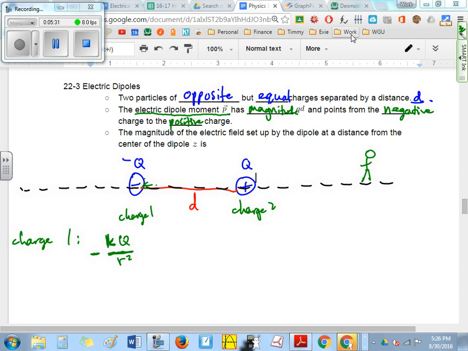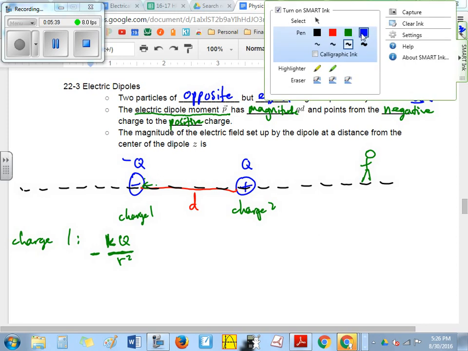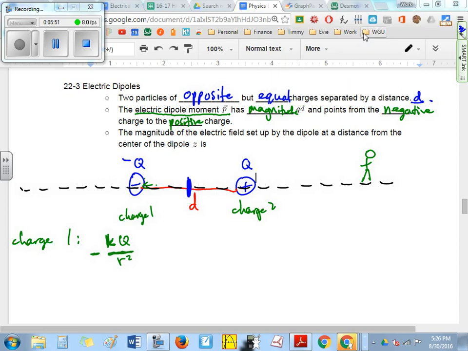Okay, and then the r is tricky. The r is tricky because r is the measure from where we're standing to the charge. So how are we going to figure that out? Well, we need to pick a distance that is meaningful. So I'm going to start at the center, and we're going to measure everything from the center. So going this way, we'll call this distance z. So we're standing z units from the center of the dipole. Okay? And then we know that the center is, of course, d over 2 away from the endpoints.